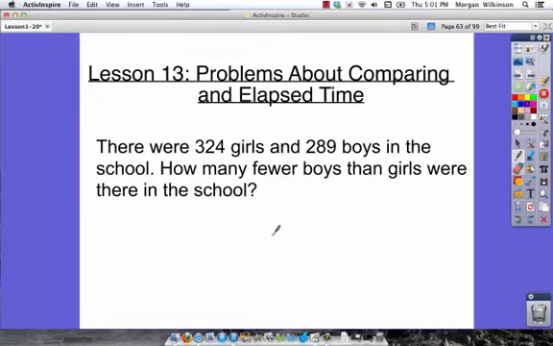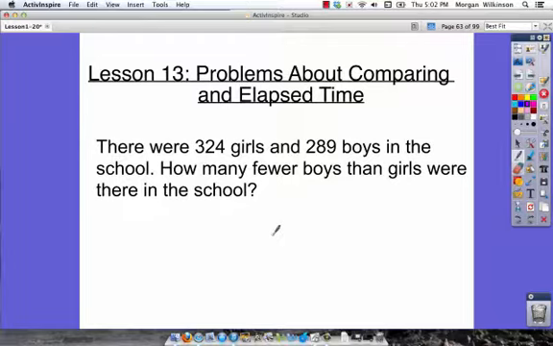Lesson 13 talks about problems that deal with comparing and elapsed time. And our first question is a word problem. It says, there were 324 girls and 289 boys in the school. How many fewer boys than girls were there in the school?